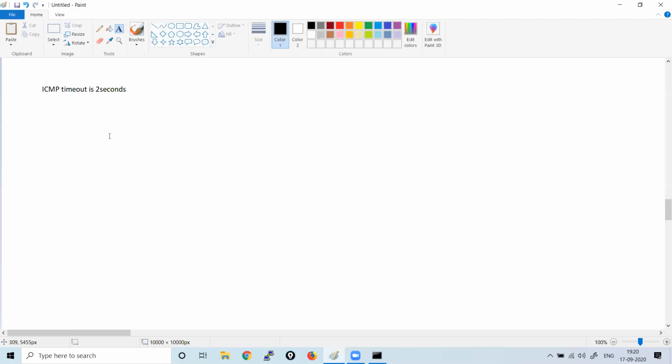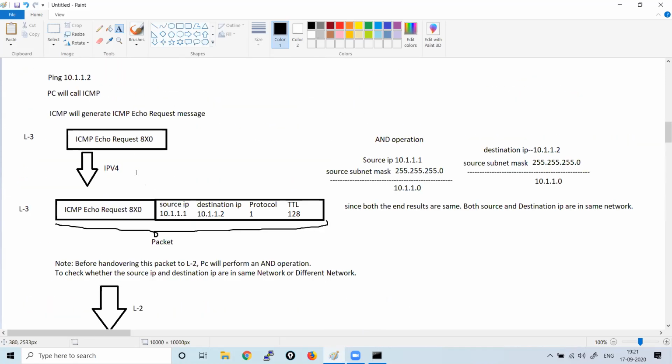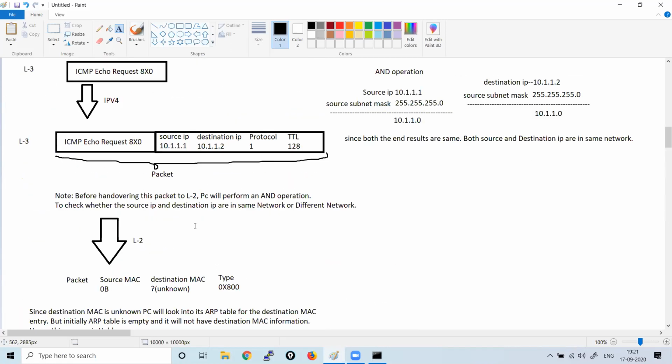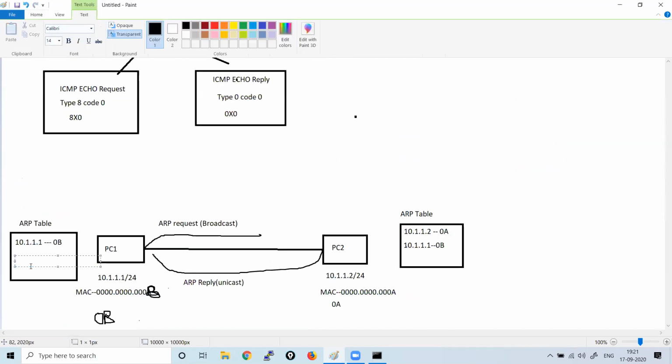Am I clear? Regenerate what? Regenerate the request. The reason why I am regenerating is because my 2 seconds are done. Now, again the same process. Which process? This one. But this time what is filled? Destination MAC is filled, because I have the destination MAC in my entry. We have the entry, right? How did you get that entry? Because of ARP.